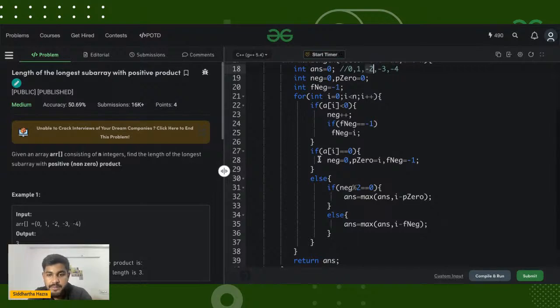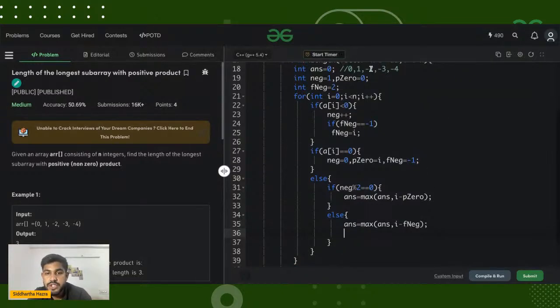At this point, we have this value. So negative would get increased by 1. After that, if f negative is equal to minus 1, then it would be equal to 0, 1, and 2. At this point, a of 0 is not, this won't run. f of negative is odd, so it would come at this position. Now, i minus f of negative.